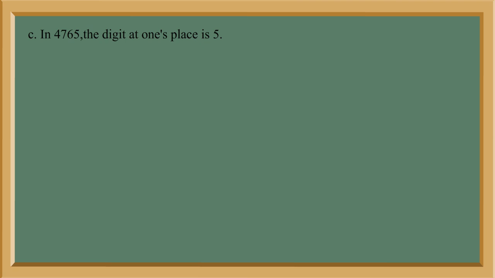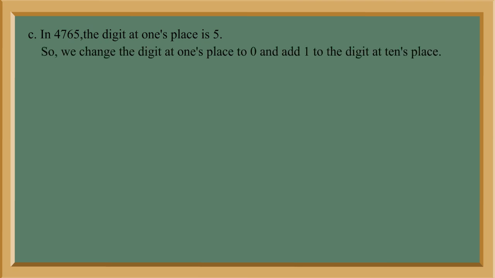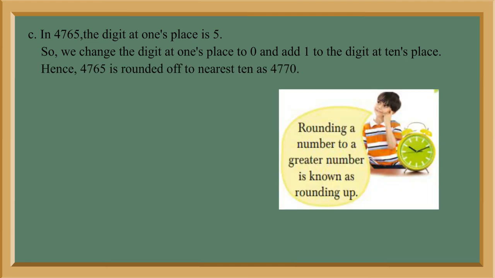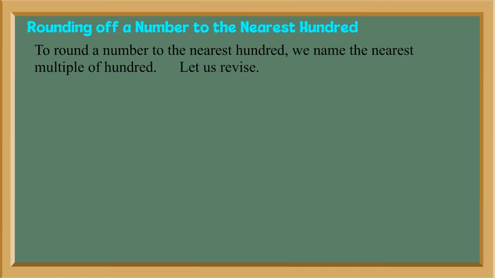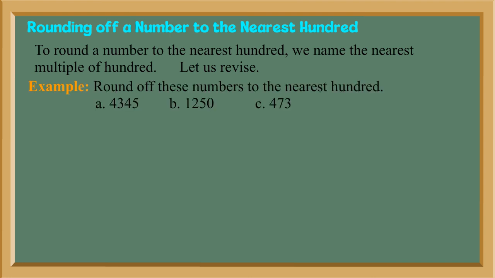C. In 4765, the digit at ones place is 5. So, we change the digit at ones place to 0 and add 1 to the digit at tens place. Hence, 4765 is rounded off to the nearest 10 as 4770. Rounding off a number to the nearest 100. To round a number to the nearest 100, we name the nearest multiple of 100. Let us revise.